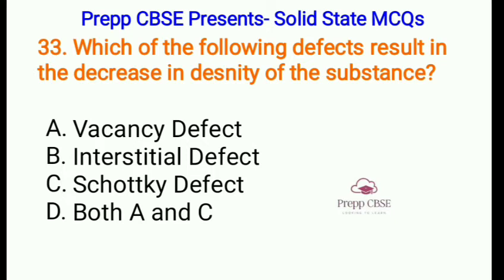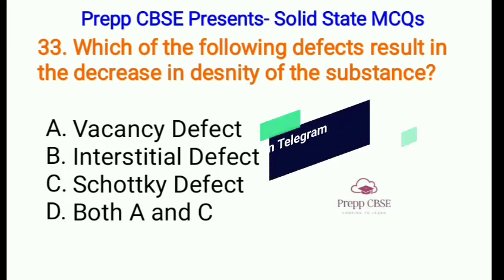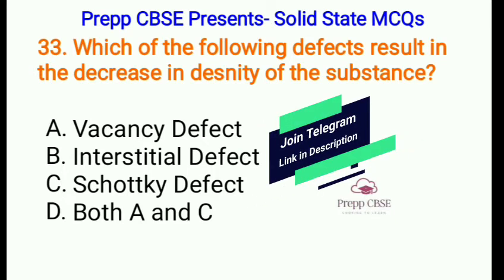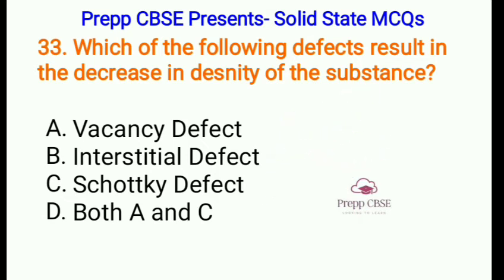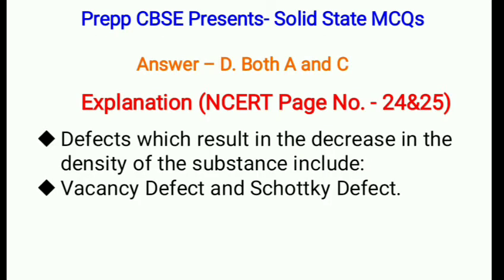Next. Which of the following defects result in the decrease in the density of the substance? A. Vacancy defect, B. Interstitial defect, C. Schottky defect, or D. Both A and C. Correct option is D. Both A and C. Defects which result in the decrease in density of substance include vacancy defect and Schottky defect.